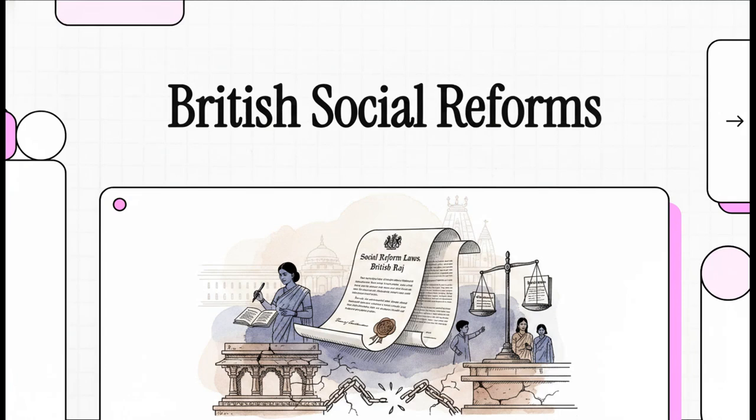Welcome. Today, in this explainer, we're unpacking a truly fascinating era. Over just a single century, the entire legal and social fabric of colonial India was completely rewritten. We're going to decode the major social reform laws enacted during the British Raj.